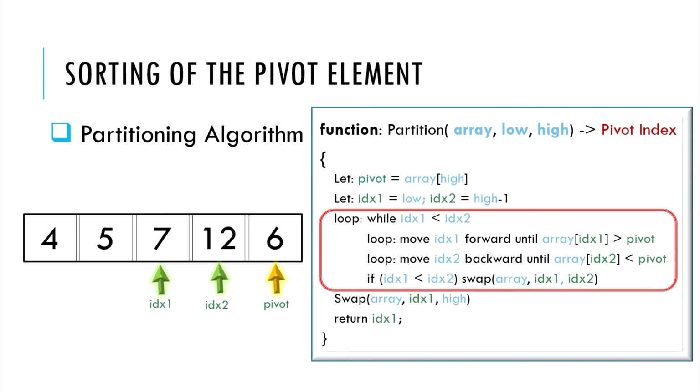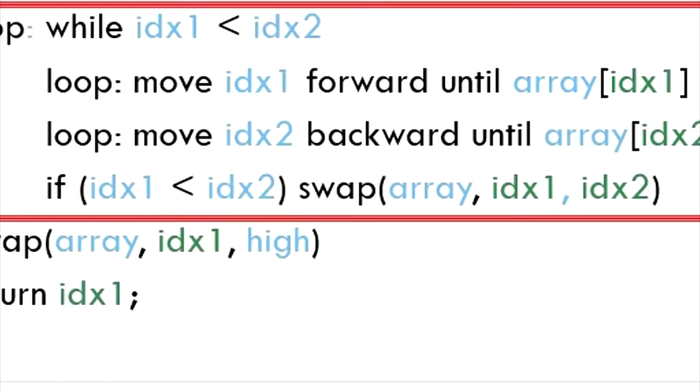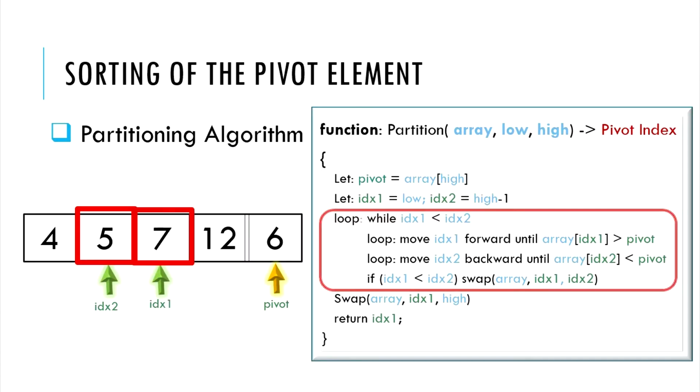Index 1 moves forward again until the element at index 1 is greater than the pivot. Similarly, index 2 moves backwards until element at index 2 is smaller than the pivot. Here, index 1 is now greater than index 2. Therefore, no swapping is done between these indices. The outer while loop ends as well.